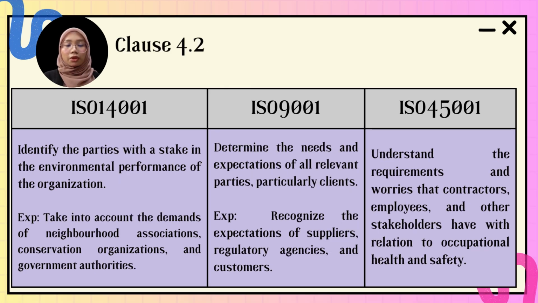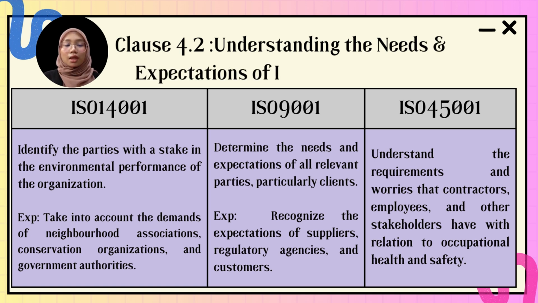So next, Clause 4.2, understanding the needs and expectations of interested parties. For ISO 14001, it focuses on identifying the parties with a stake in the environmental performance of the organization. For example, organizations can take into account the demands of neighborhood associations, conservation organizations, and government authorities. As for ISO 9001, it focuses on determining the needs and expectations of all relevant parties or stakeholders, particularly clients or customers.